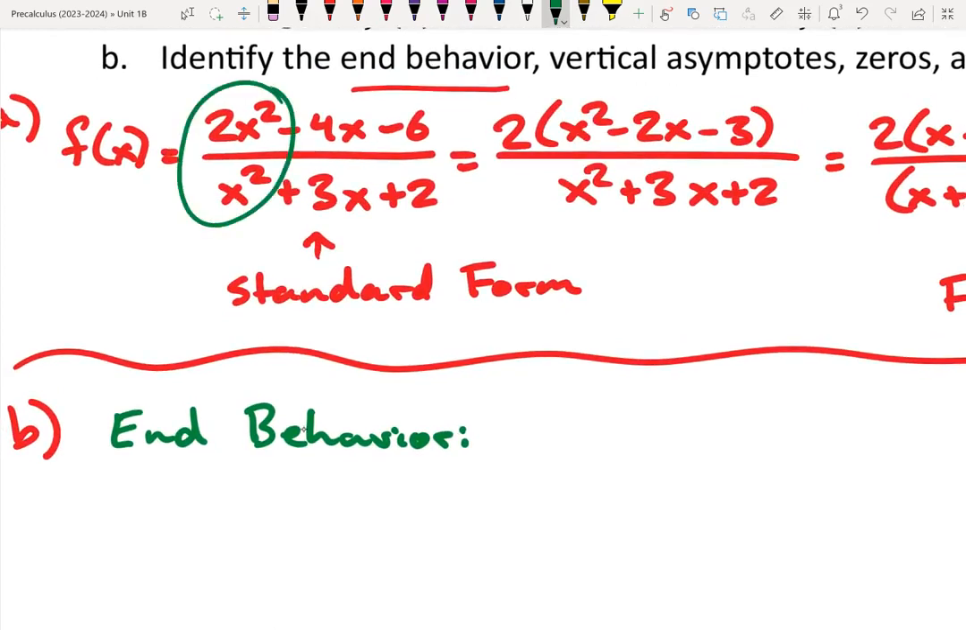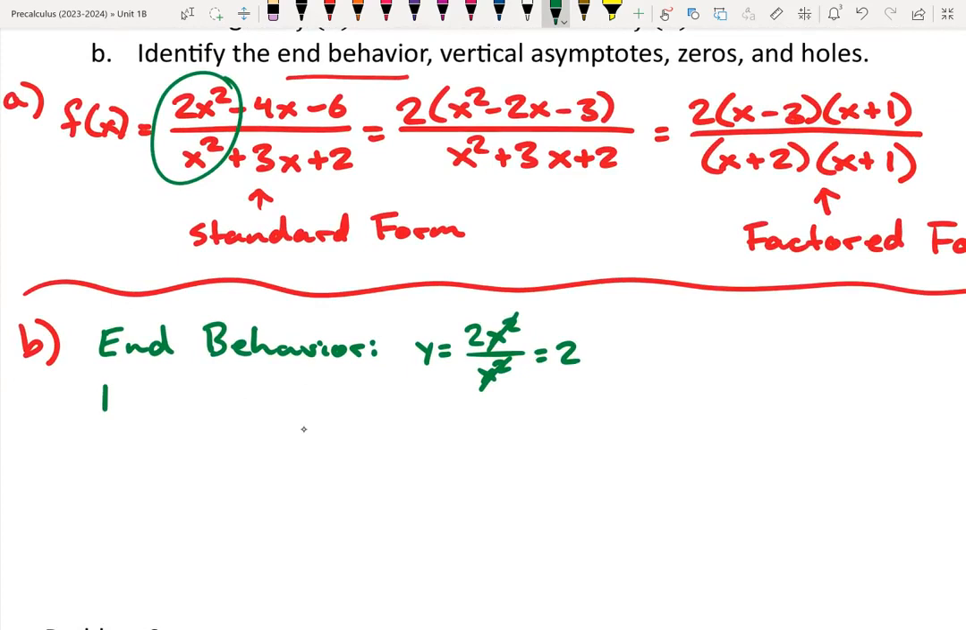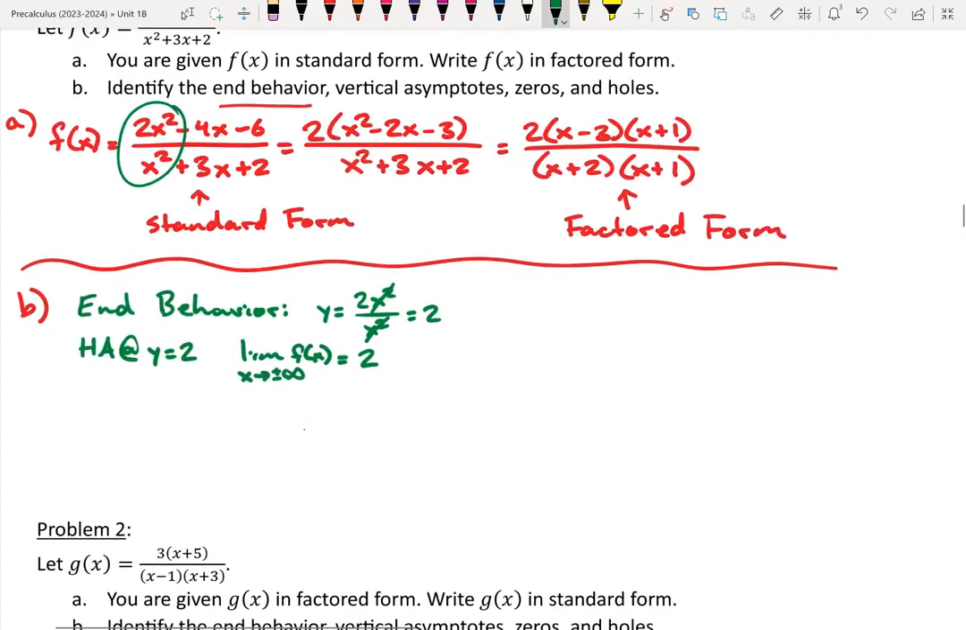We look at our first terms, and we have y equals 2x squared over x squared. That leaves us with just 2, those canceling out. So this means that we definitely have a horizontal asymptote at y equals 2. That would be our end behavior. So the limit as x goes to positive and negative infinity for this function is 2. That's what's happening as we go to both ends.